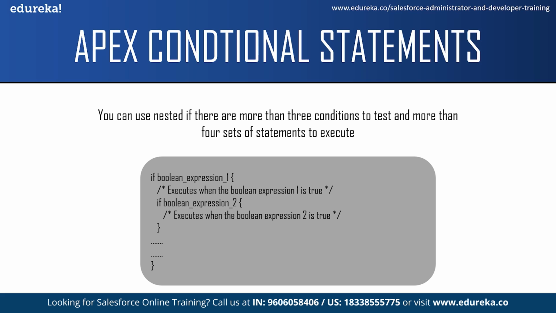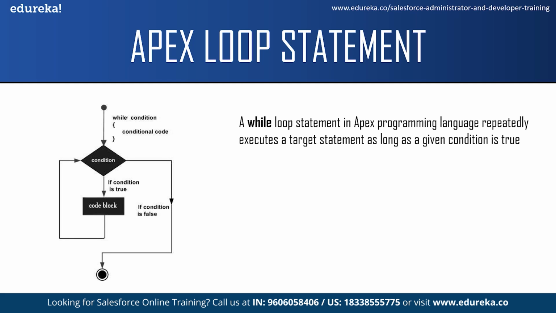So it checks for the first condition, and if the condition is true, the first set of statements is executed. Next it checks for the second condition and so on. So these were some of the conditional statements in Apex. Now let us see what looping statements are in Apex.